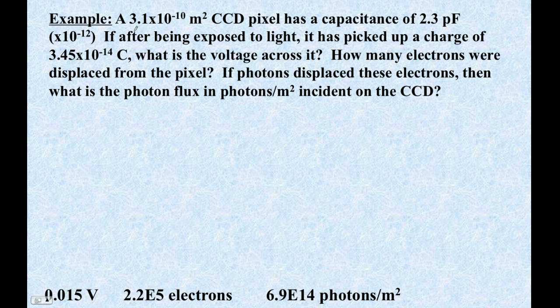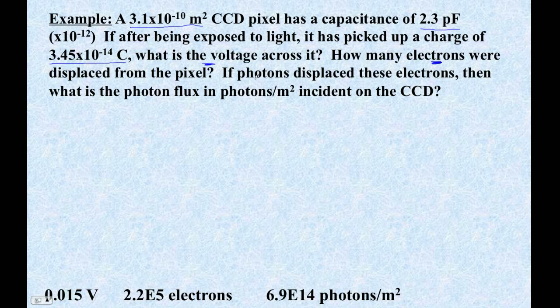Okay, so here we've got a very small pixel, right? Remember, a square meter is really big, though. It's got a huge capacitance, and it's picked up this much charge. And so the first question is, what's the voltage across it? Then we want to know how many electrons were displaced from the pixel. So we're going to basically turn that charge into electron charges.